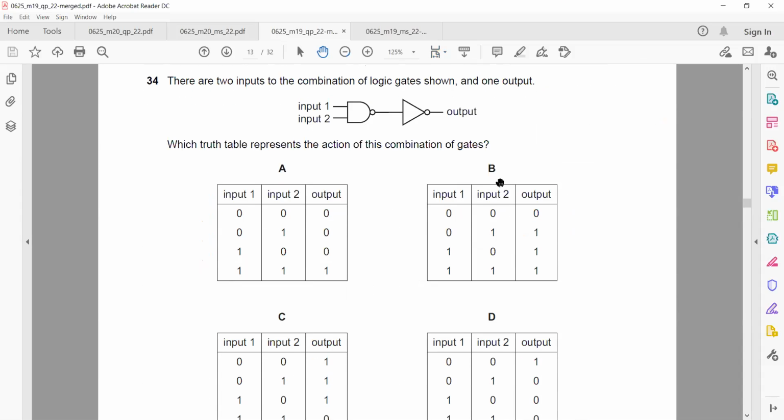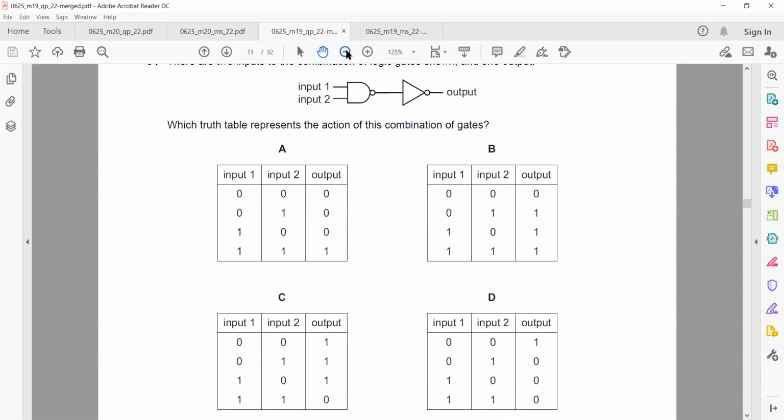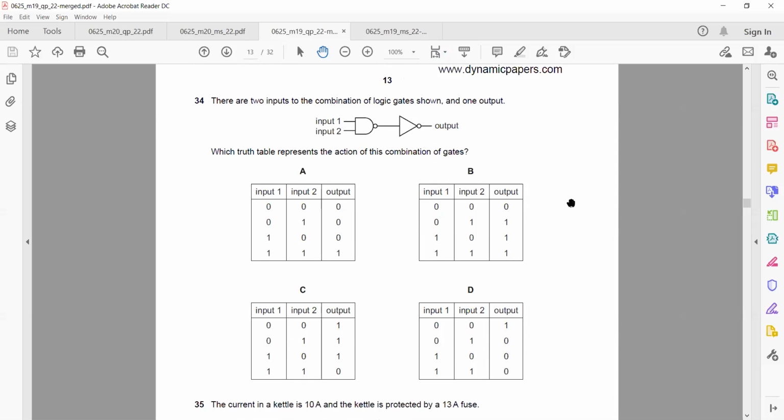There are two inputs to the combination of logic gates shown and one output. Which truth table represents the action of this combination? Can you identify from the circuit which truth table is correct? If you want to identify, you will check the table. Like 0, 0, what should be the output of the NAND gate? It should be 1 and then passes through the inverter, so it makes it 0. So the first combination is right, but I have to check all, because it's not necessary that all of the combinations match.